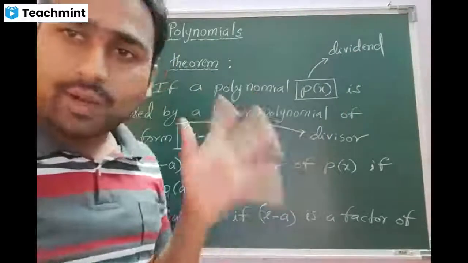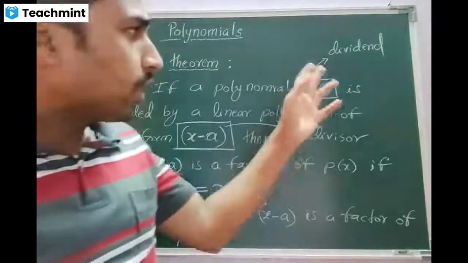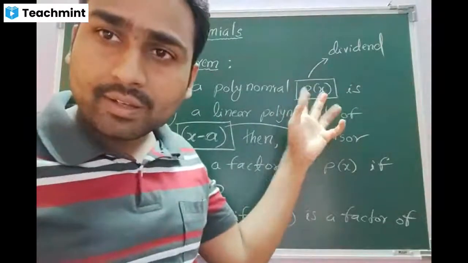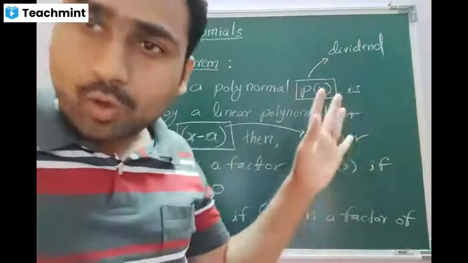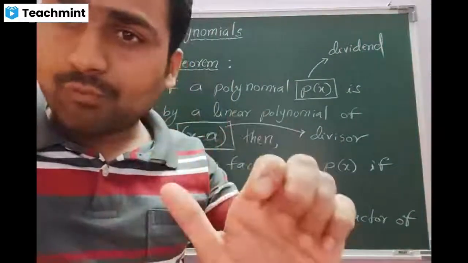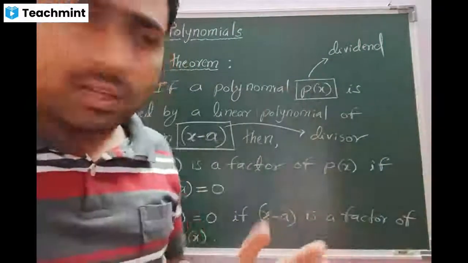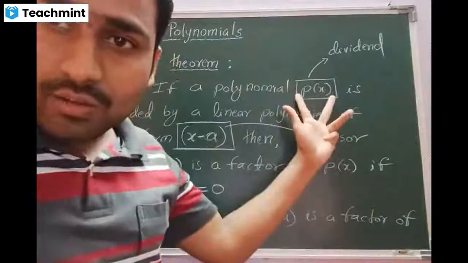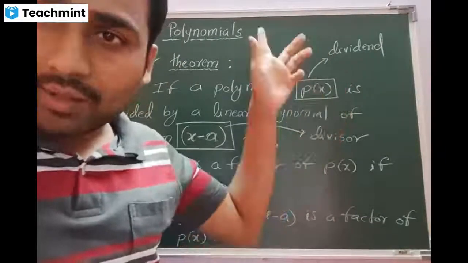This is our divisor. Here, beta, there is no condition for the dividend. Dividend may be any polynomial with degree 1, degree 2, degree 3, degree 4, degree 10, whatever be the degree. There is no restriction for the dividend, that is p of x. Is that clear?